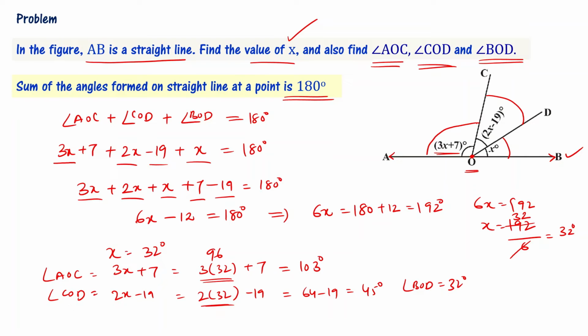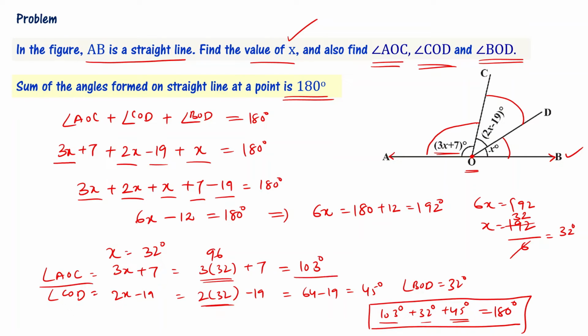Now look at this. Sum these three: 103 degrees plus 32 degrees plus 45 degrees. Are we going to get 180 or not? You check once. 103 plus 32 is 135, 135 plus 45, that is 140 plus 40, that is equal to 180 degrees. This is for verification purpose. You don't need to do this. So angle AOC is 103 degrees, angle COD is 45 degrees and angle BOD is 32 degrees. Got it?